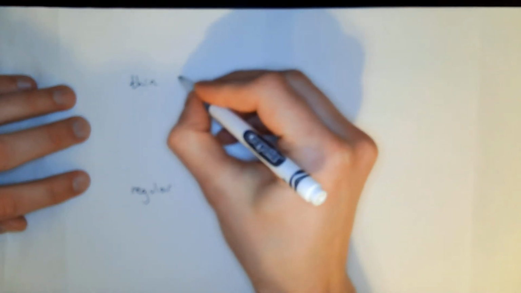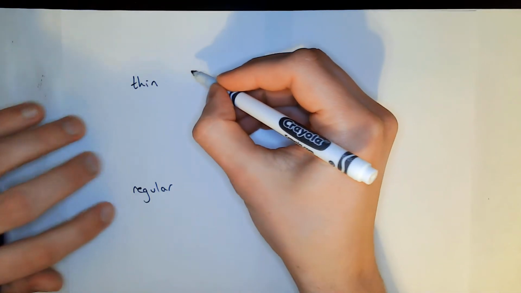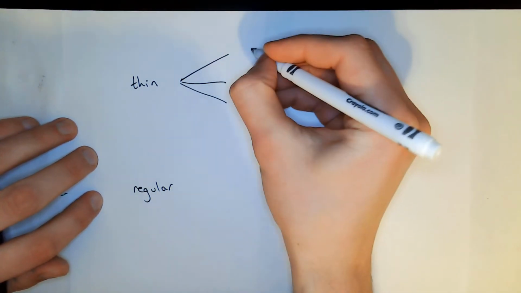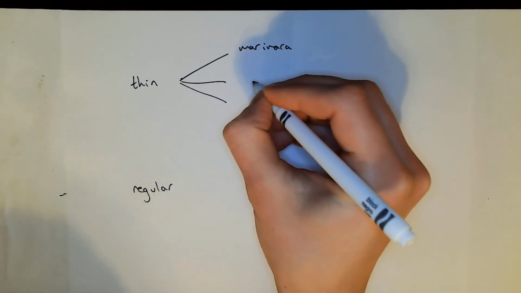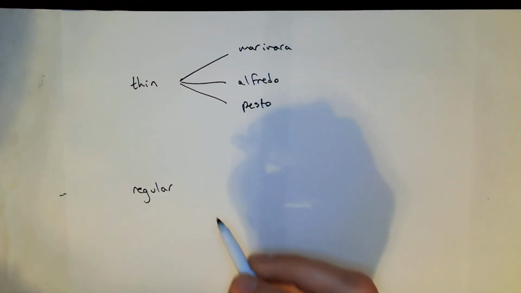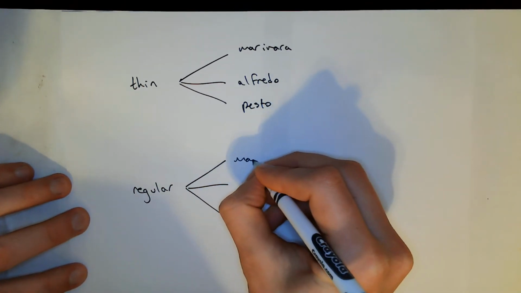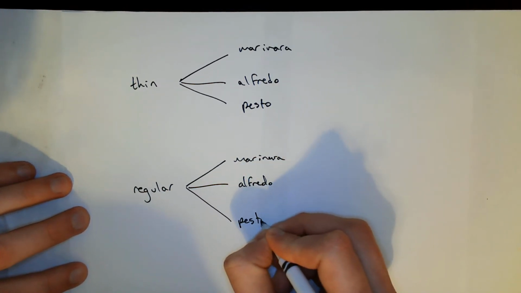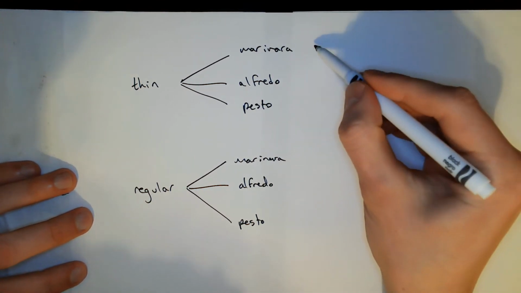Okay, then off of thin or regular, so this is crust choices, off of thin or regular, we have 3 choices for sauce. So let's do it like this. 3 choices for sauce. That's marinara, Alfredo, and pesto. And the same 3 down here off of the regular crust. Now, off of each of these, we have 3 choices for topping.